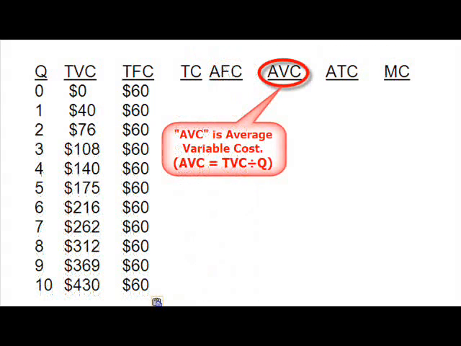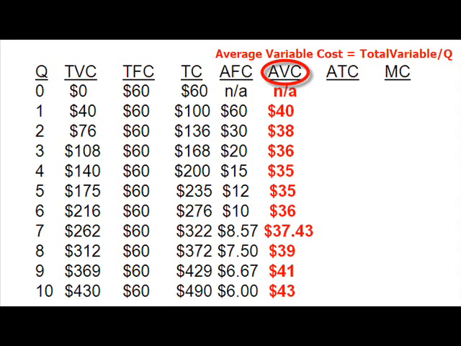AVC then is average variable cost, or the variable cost per unit of output produced. I might look at this if I am the firm owner and I want to know how much of my cost per unit is coming from my payroll and benefits that I'm paying to my employees. I'll calculate this by taking the total variable cost and dividing by the number of units being produced.